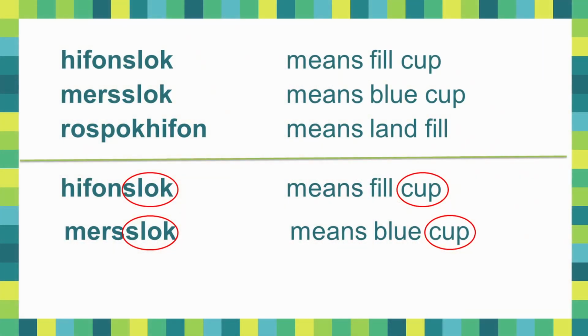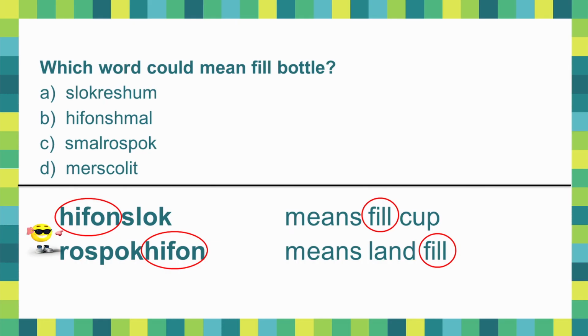Now, to find this out, we have to break down the words in the artificial language into small parts to detect their pattern. So, in the word hyphenslock, we see that the word part slock means cup. In the word merslock, we see that the word part slock also means cup. So therefore, we can safely say that S-L-O-C-K, slock, means cup in this artificial language. But if we continue to look further, we see that there are other parts that make up this artificial language. For example, hyphen. Wherever we see the word part hyphen, we know that it means fill, as in hyphenslock, or rospok hyphen, which means landfill.